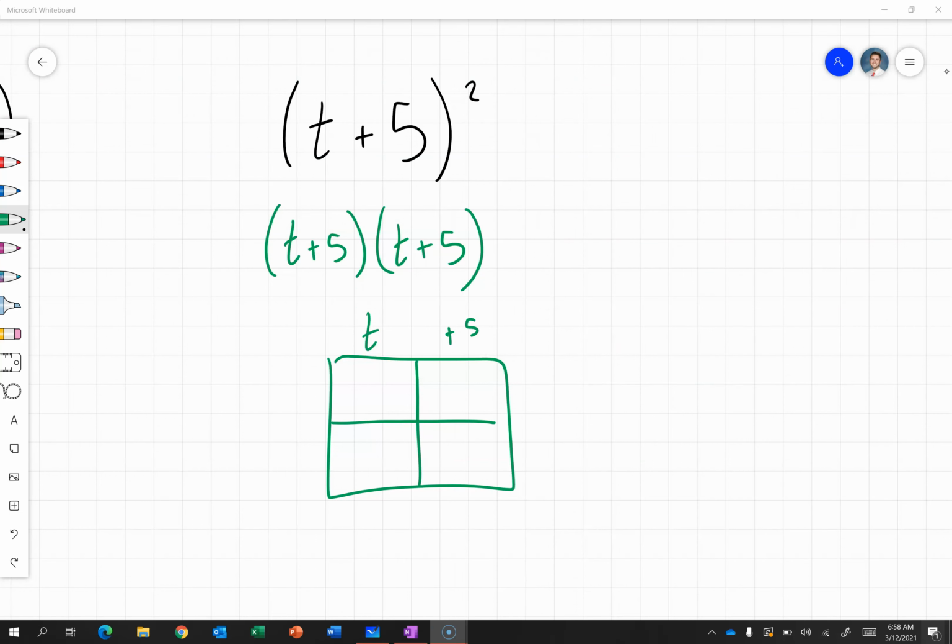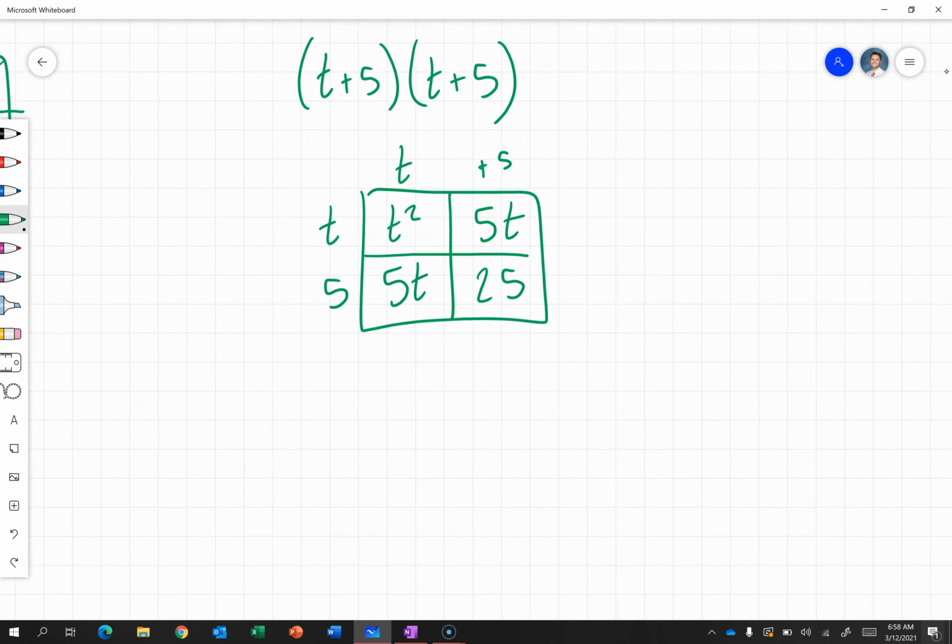So we have t plus 5 times t plus 5. So t times t is t squared. T times 5 is 5t. T times 5 is 5t. And 5 times 5 is 25. So we would get t squared plus 5t plus 5t plus 25, which then simplifies to t squared plus 10t plus 25.